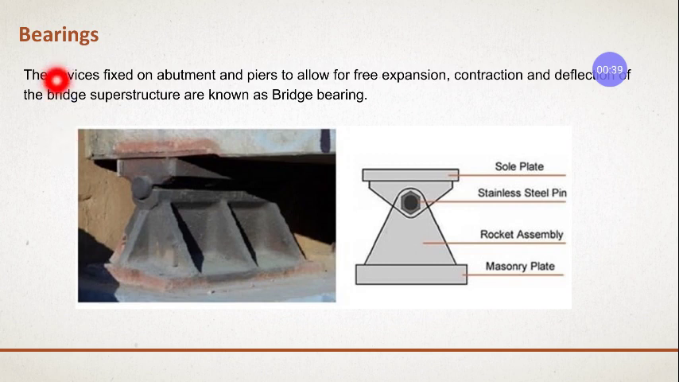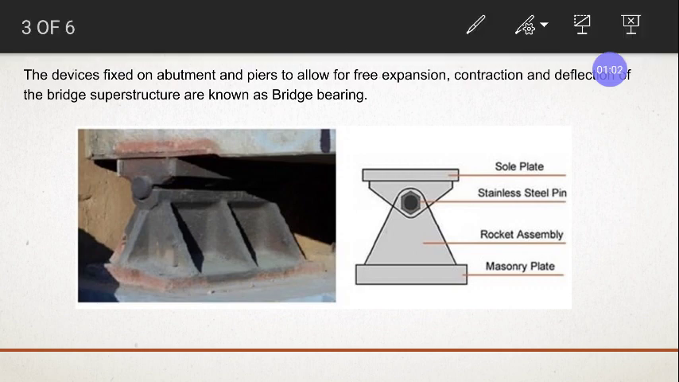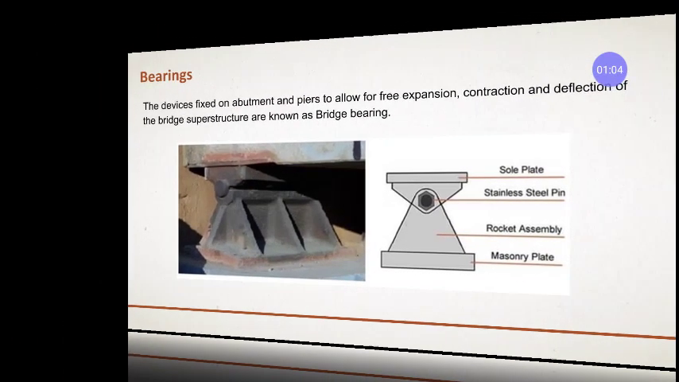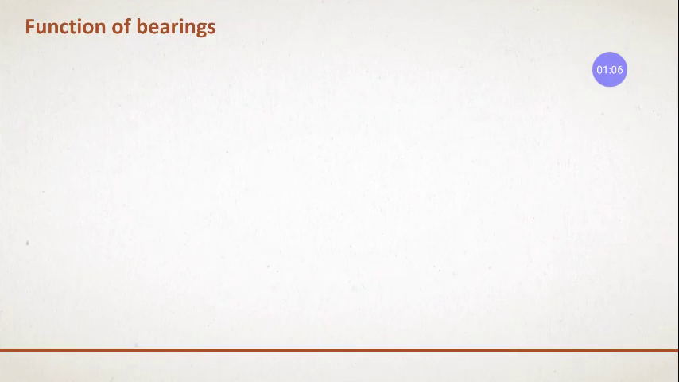A device fixed on the abutment and piers to allow free expansion, contraction, and deflection of the beam of the bridge superstructure is known as a bridge bearing. I have explained what a bearing is in the previous lectures. Once again, I will explain it.